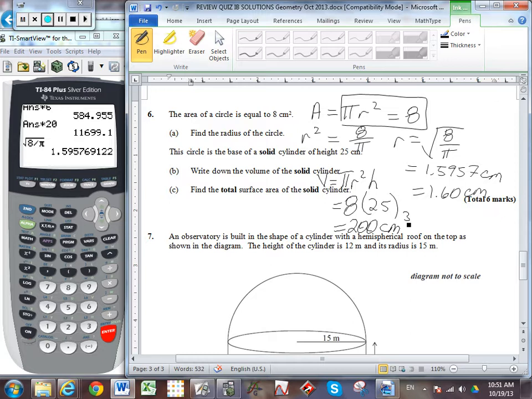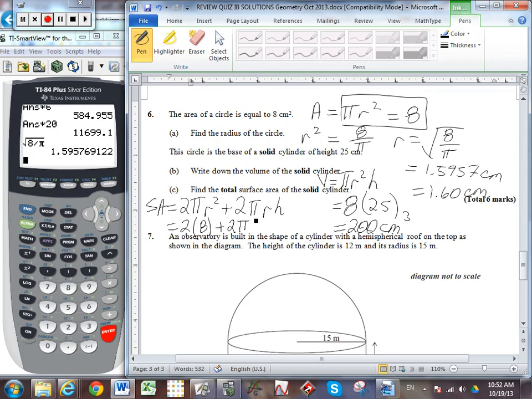Now we need to write down the total surface area. You can look up in the formula booklet the total surface area of a solid cylinder, meaning that we're using both the top and the bottom of the cylinder. So that means that we've got 2 pi r squared, and then the lateral area, the curved surface around this cylinder, is 2 pi r h. So 2 times pi r squared. Well, remember pi r squared was 8, so there's our 8, and then 2 pi times r and h.